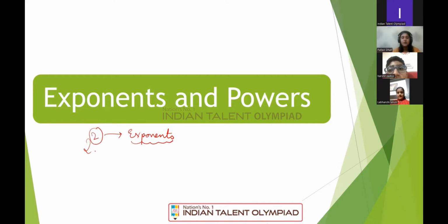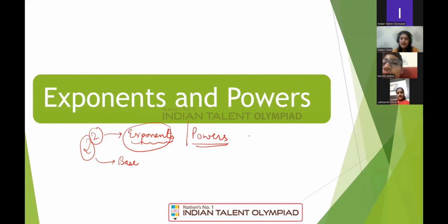And if I say, what is this 2 here? No, this 2 is the exponent, and its square is the power. It's a base here. Exponents and powers are the same thing. The 2 is the base here. If I have 3 to the power 4, here 3 is raised to the power 4.